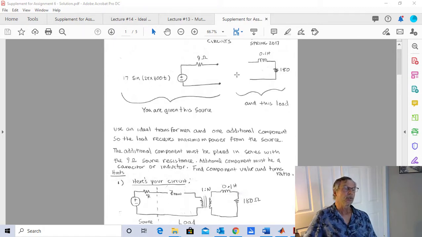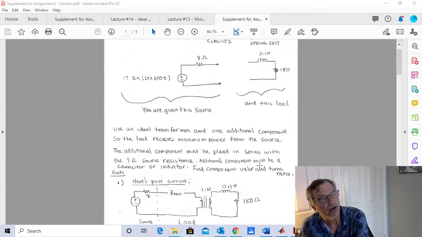So you notice that one of our components is the transformer. That's lossless. The other component is either going to be an inductor or capacitor. That's lossless. So we're doing the right kind of stuff. What I want to know is the component value and the turns ratio.